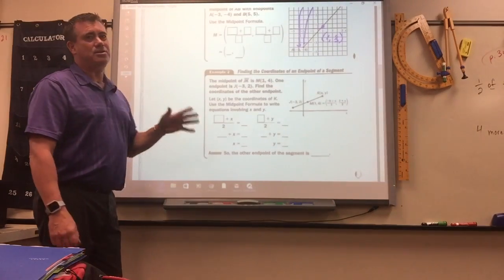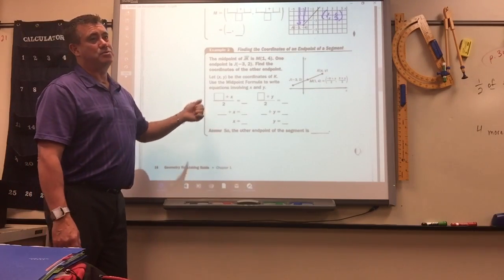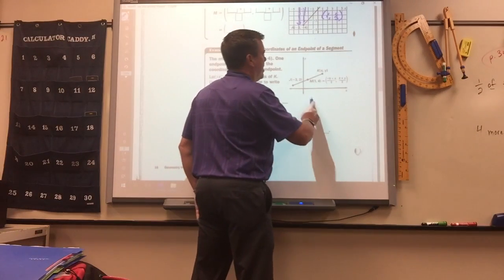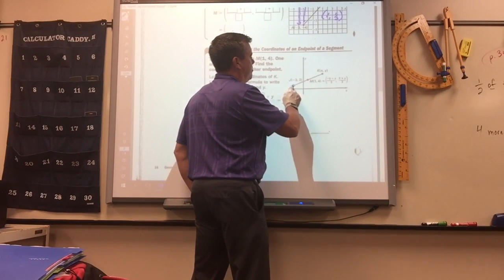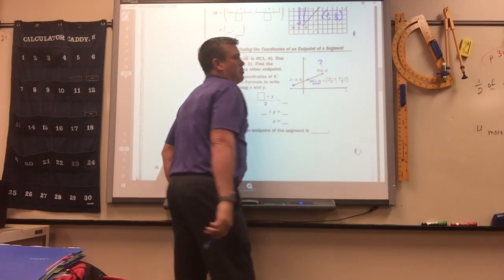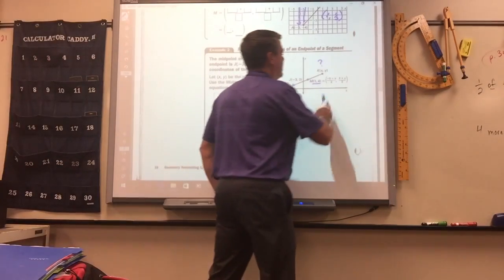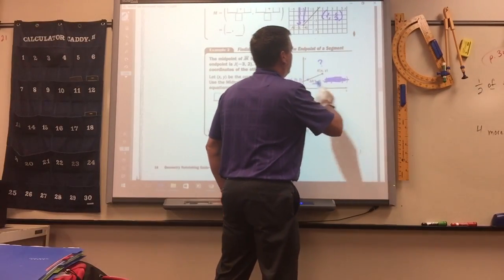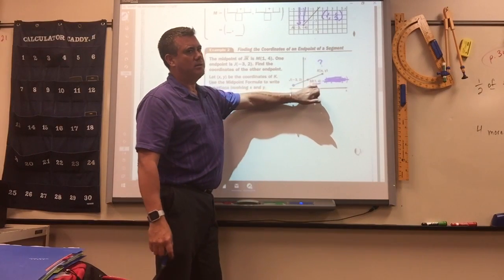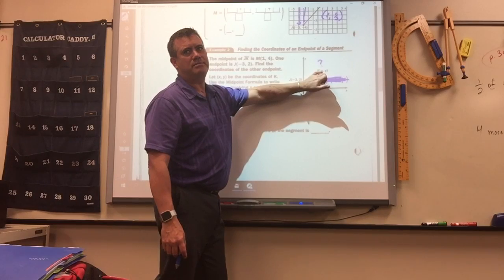Now, here are the little tougher ones. These take a little bit of algebra. The difference here now is they give you this endpoint, they give you the midpoint, and they're looking for the other endpoint. Not impossible, as long as you remember the midpoint formula. In order to find this one, we took this x plus that x and divided by 2, right?